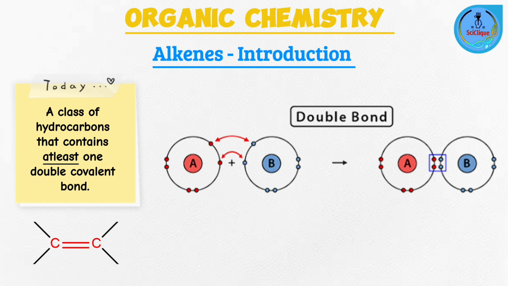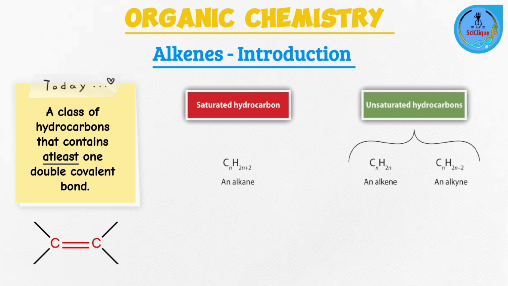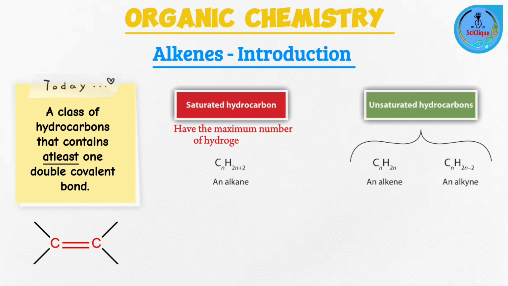As stated, alkenes have at least one double bond. So you're going to have a double bond present between two carbon atoms. You can have one double bond, you can have more than that. But as long as you have a double covalent bond between two carbon atoms, that makes it an alkene. Alkenes are said to be unsaturated. They don't have the maximum number of hydrogen atoms that they could possibly have.